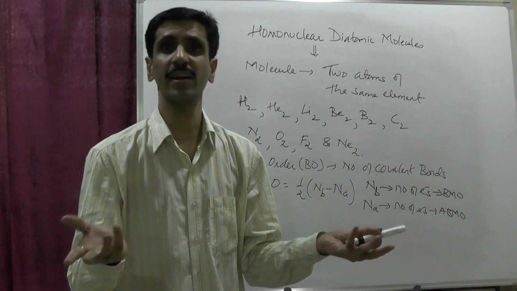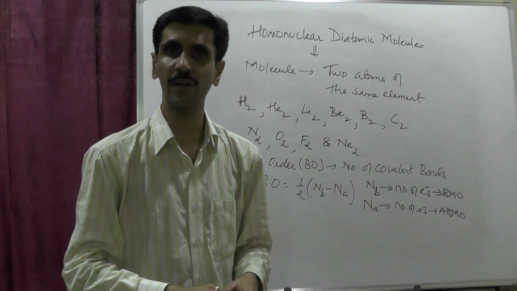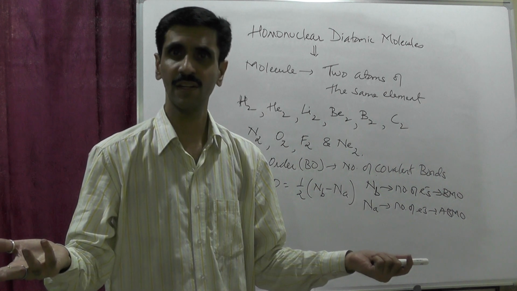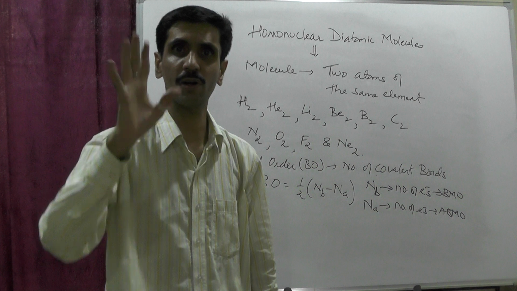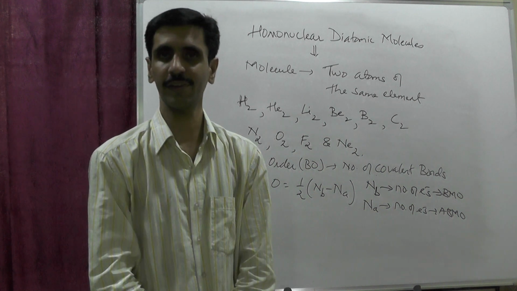ऐसा हो जाएगा. What is bond order? Number of bonds. So number of bonds are 0. Molecule cannot exist without a bond. I'm very sure you understand this. There is not a single molecule without a bond. तो अगर bond ही नहीं है तो molecule ही नहीं है. ऐसा हो जाएगा फिर.